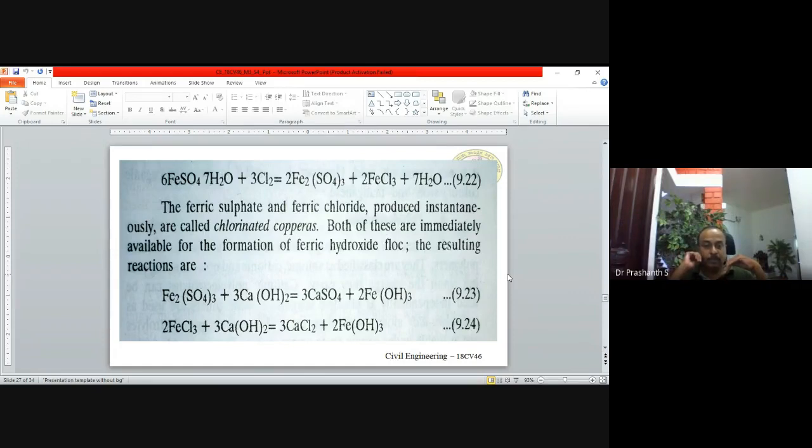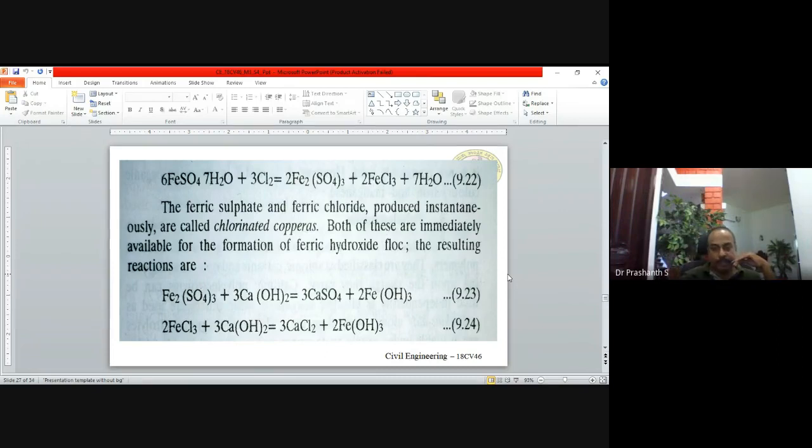It is going to form ferric hydroxide. Fe2(SO4)3 reacts with calcium hydroxide, which may be present in the water, or when lime is added to the water, it forms calcium sulfate and ferric hydroxide. Ferric hydroxide is nothing but a precipitate. And FeCl3, that is ferric chloride, which is present in the first step, mixes with calcium hydroxide to form calcium chloride and ferric hydroxide. So in both the reactions, ferric hydroxide is the precipitate.